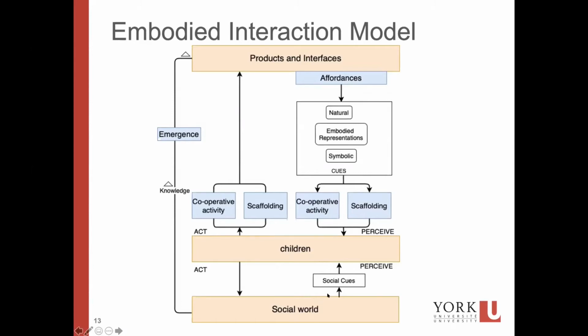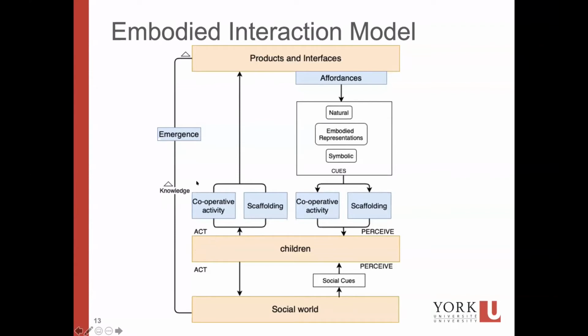They also perceive from social cues, like they may imitate actions of someone with whom they are working. And once they have decided what actions have to be performed, they'll again use cooperative activity and scaffolding to act on the products and interfaces, but also act on the social world.